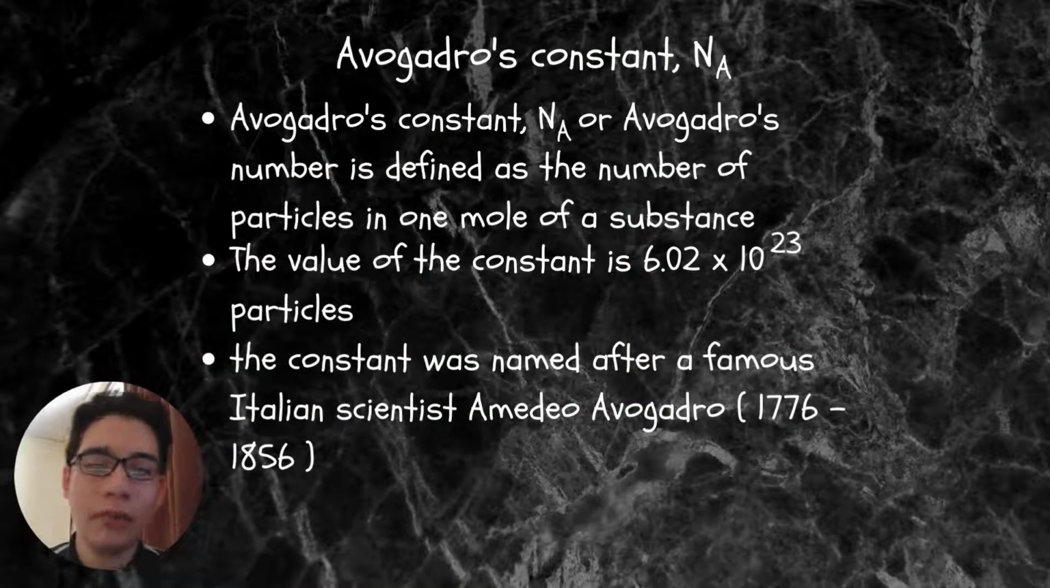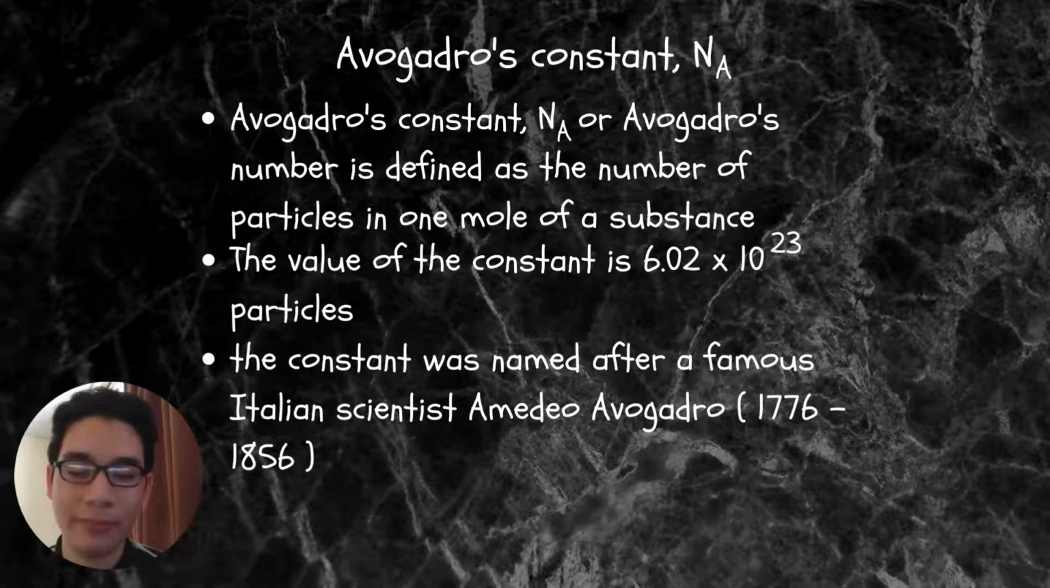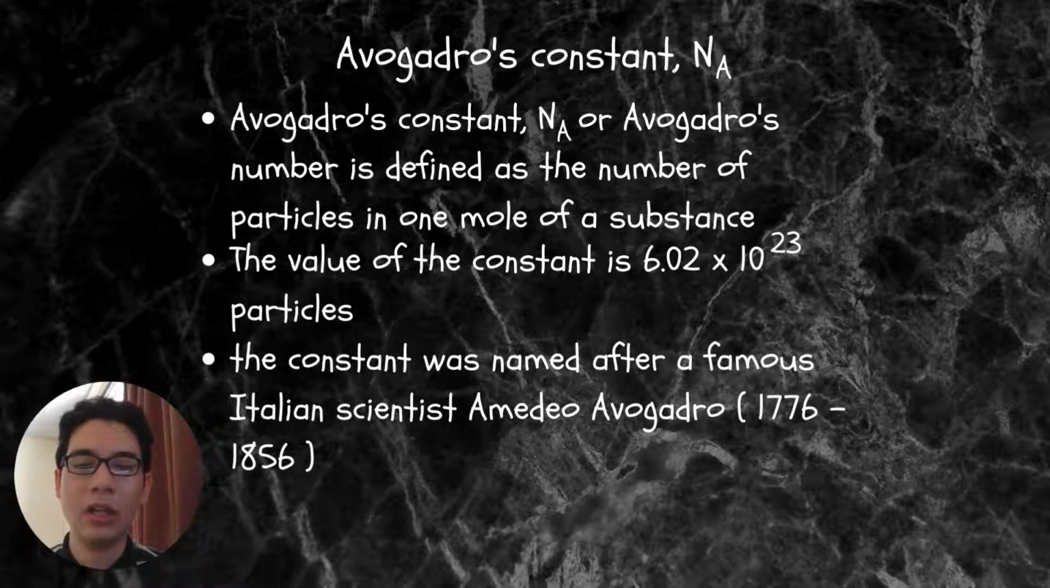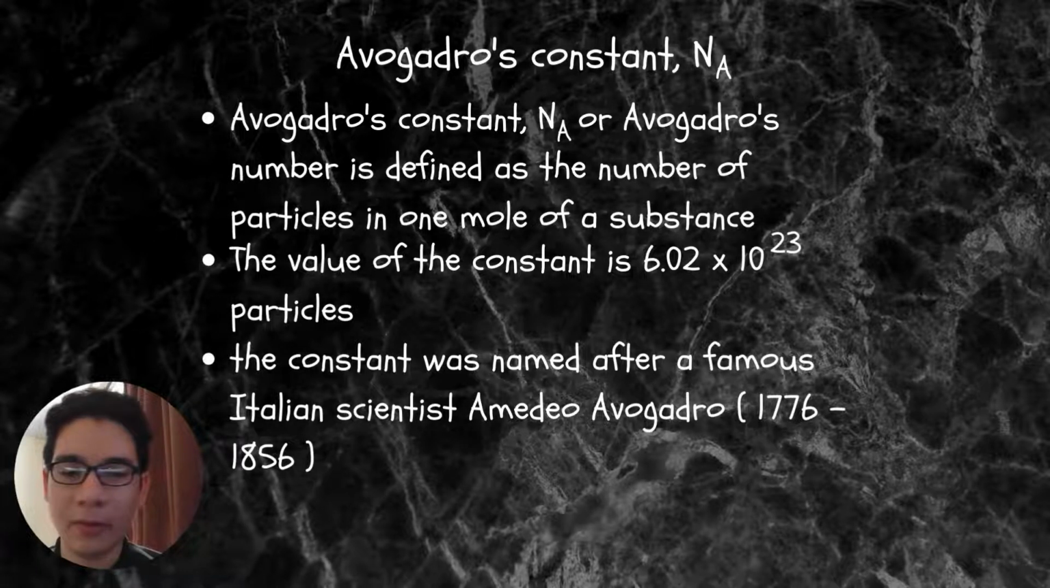Now let's move away from the moles. We have explained enough about moles. Now let's look at Avogadro's constant, Na. So what is Avogadro's constant? Avogadro's constant, or Avogadro's number, is defined as the number of particles in one mole of a substance. The value of the constant is 6.02 times 10 to the power 23 particles.